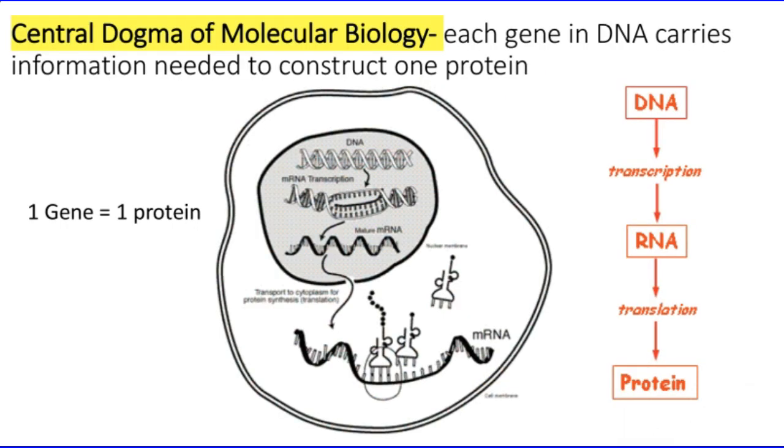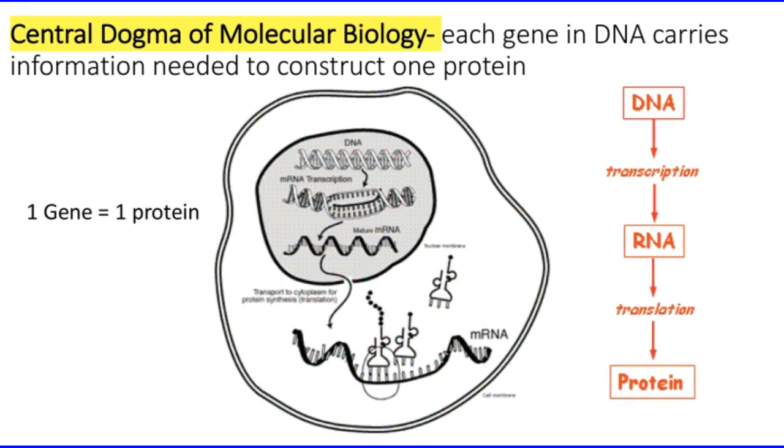One thing good to know is the central dogma of molecular biology. This is defined as each gene in DNA carrying the information needed to construct only one protein each. So one gene equals one protein to synthesize. So once again, just to recap, we're going to see the steps it takes to go from the DNA, which, at this point you should know, is found in the nucleus. So we're going to get DNA from inside the nucleus.